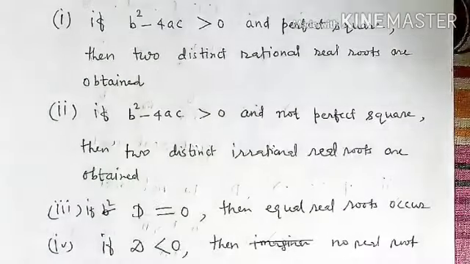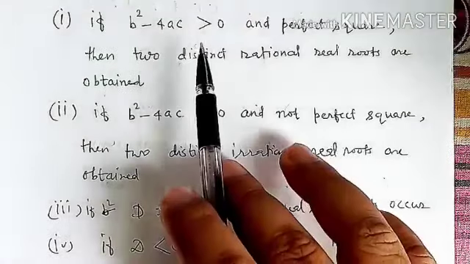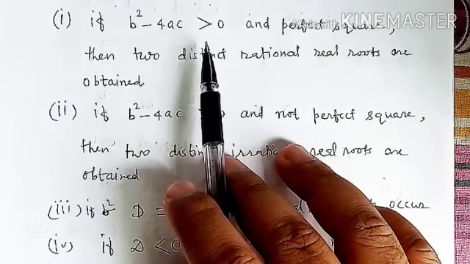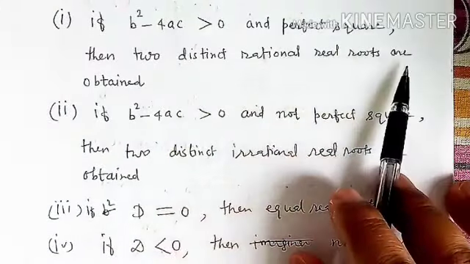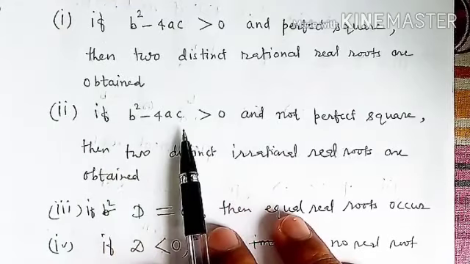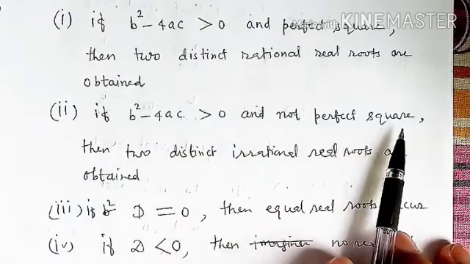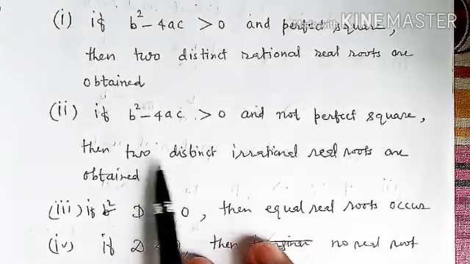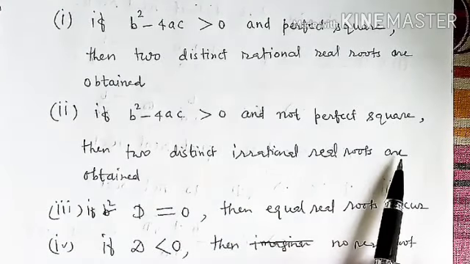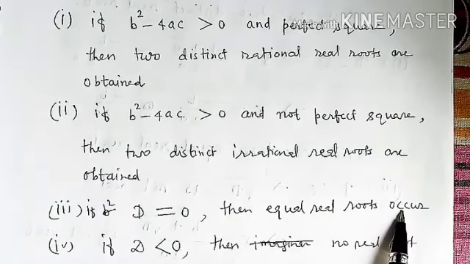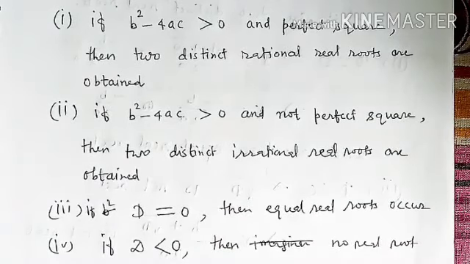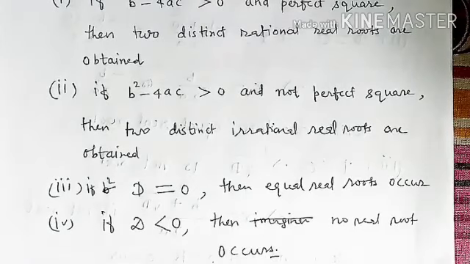Now, b square minus 4ac will be positive and perfect square, then two distinct rational real roots are obtained. If b square minus 4ac is positive and not perfect square, then two distinct irrational real roots are obtained. If d is 0, then equal real roots occur. If d is not 0, that is d is less than 0, if d is negative, then no real root occurs.